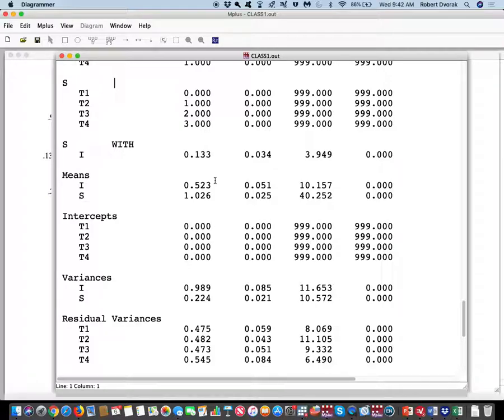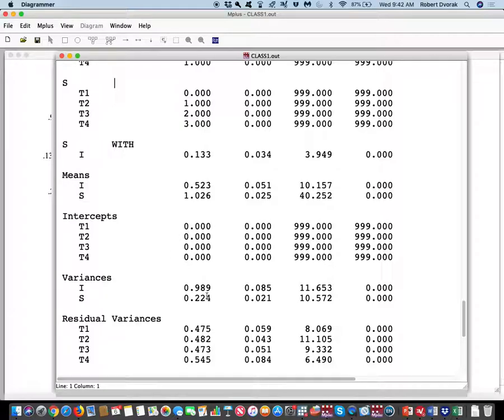So let's start with the intercept, right? We'll walk through the 3 important pieces of information that you can glean from this model right here. 1, at the get-go, the average person is at 0.52, right? When they started, 0.523. The average person changes by 1.026 across time in a linear function from time 1 to time 4. Not everybody changes by 1.026, right? And not everyone is at 0.523.